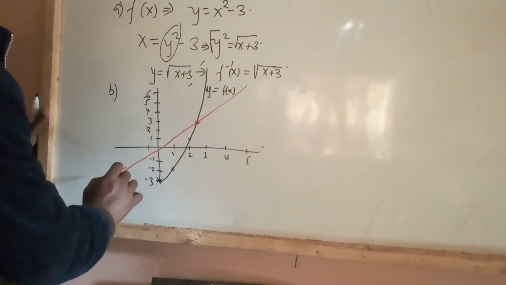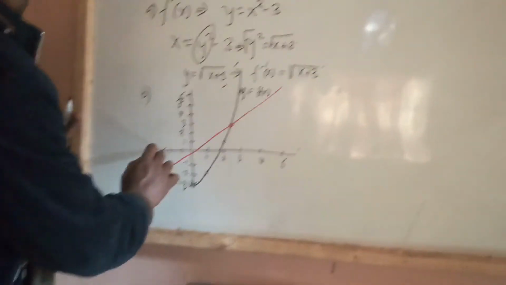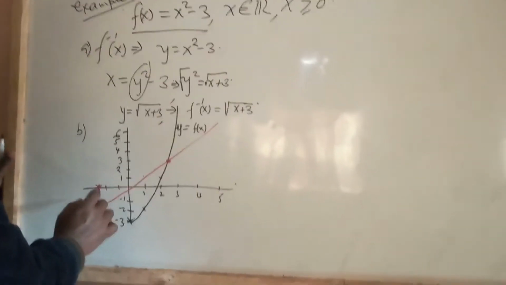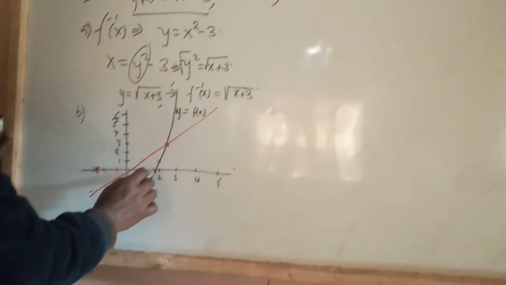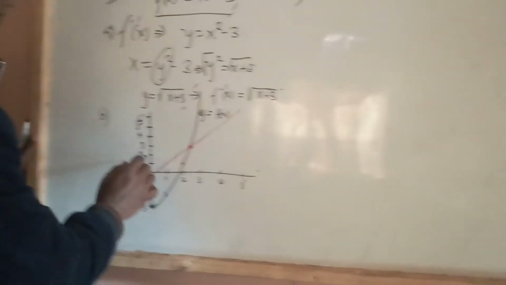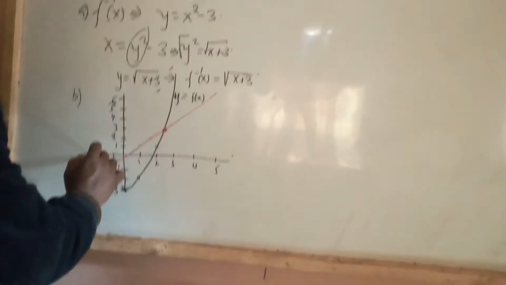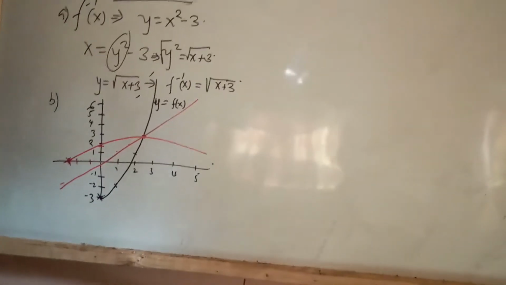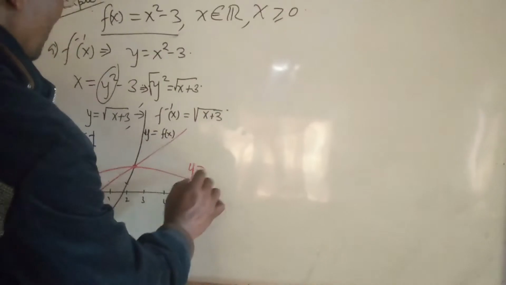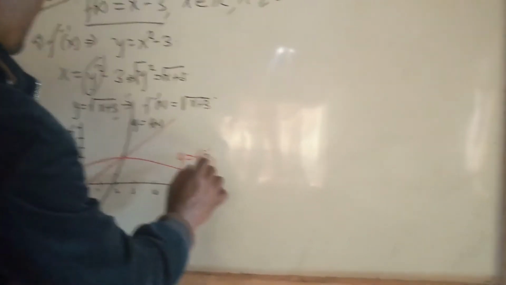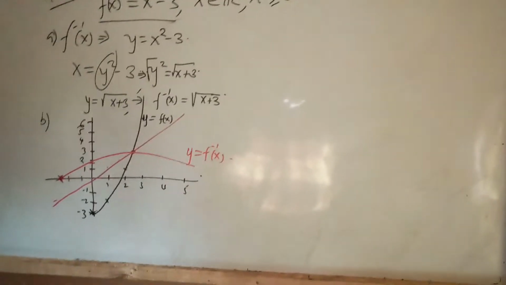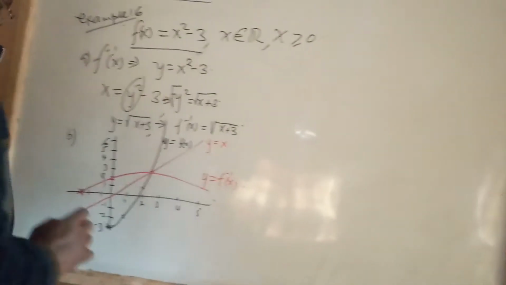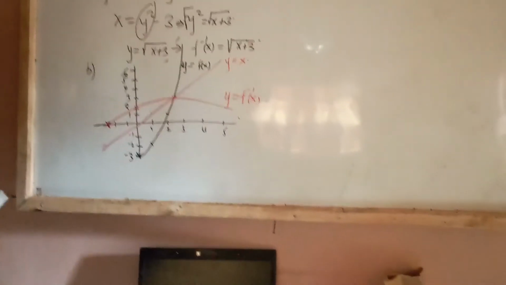Let's see, minus 1, minus 2, minus 3. There is a reflection of this point to this point. Then this point, there's a reflection of this point to this point. So you're going to have something that looks like that, and you will call that y is equal to the inverse function of x. This is the line of reflection, which is y is equal to x.